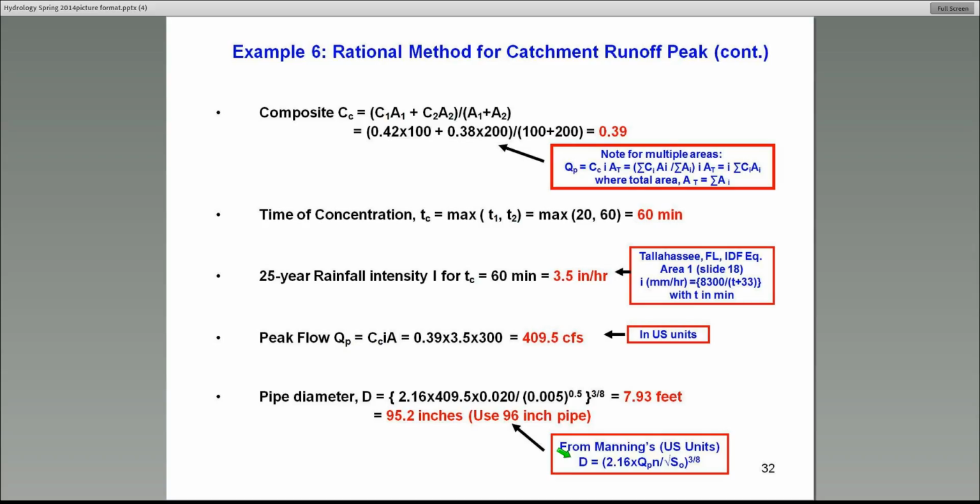That means the flow area in the pipe is pi d squared over 4, and therefore the hydraulic radius of the pipe is also 1/4 the pipe diameter. You can easily manipulate that equation to get this. Also, I'm using US units.